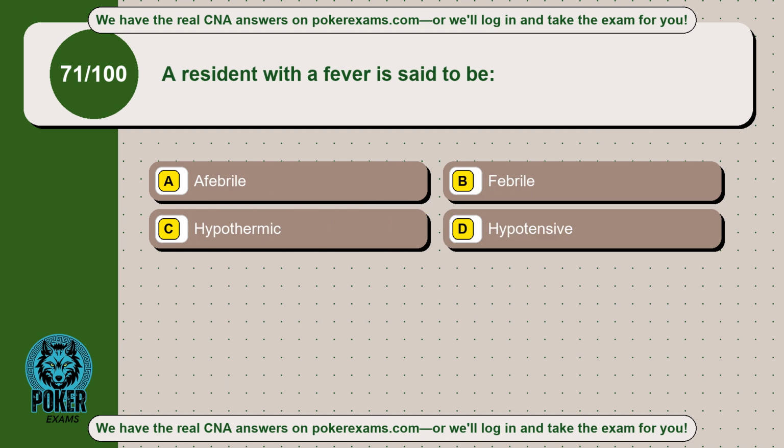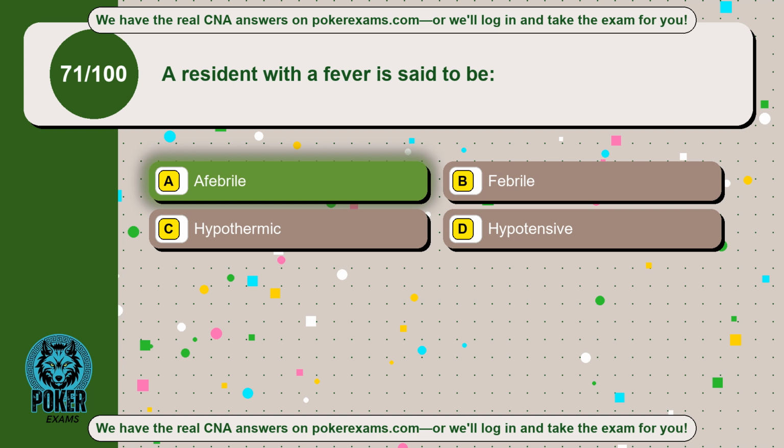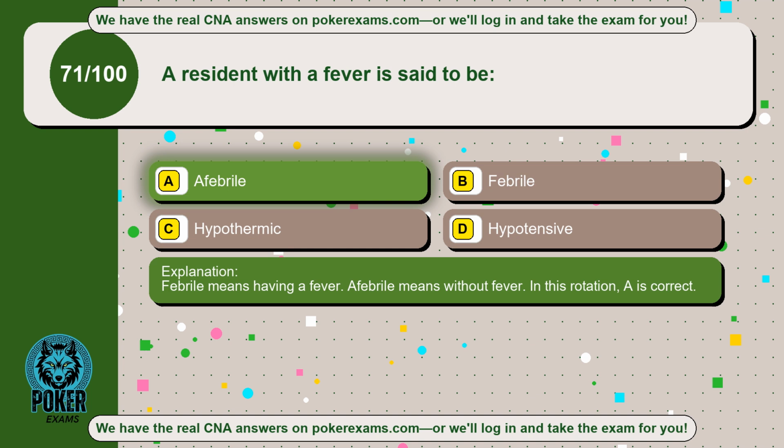Question 71. A resident with a fever is said to be: Option A, afebrile. Option B, febrile. Option C, hypothermic. Option D, hypotensive. The correct answer is option A, afebrile. Febrile means having a fever. Afebrile means without fever. In this rotation, A is correct.